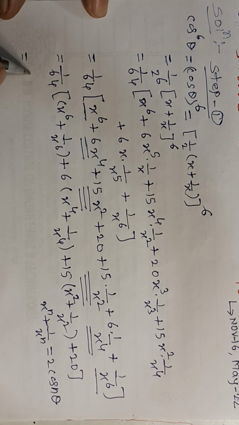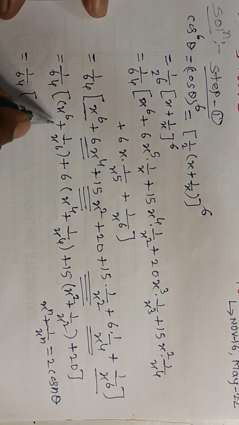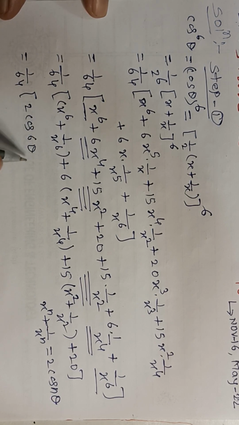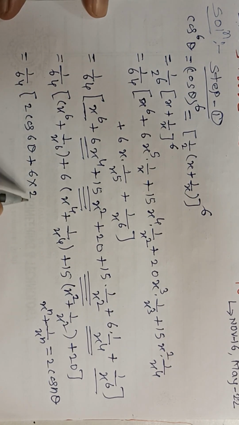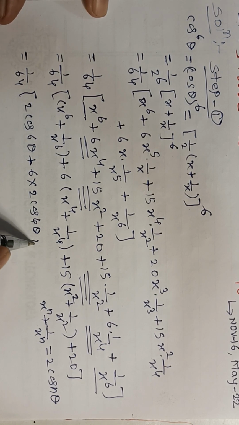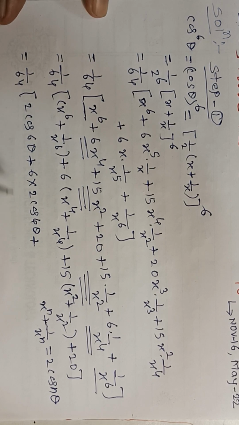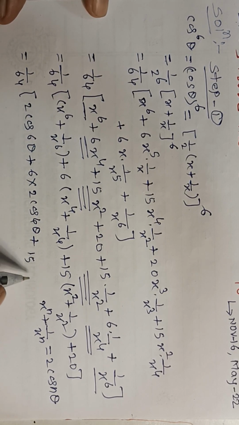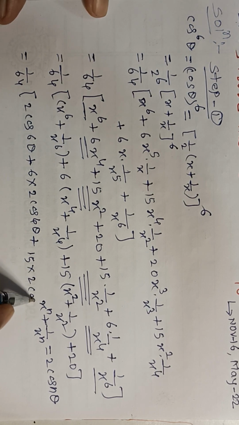this is equal to 1 upon 64 into bracket, this becomes 2 cos 6 theta plus 6 into, for this bracket, 2 cos 4 theta plus 15 times 2 cos 2 theta plus 20.